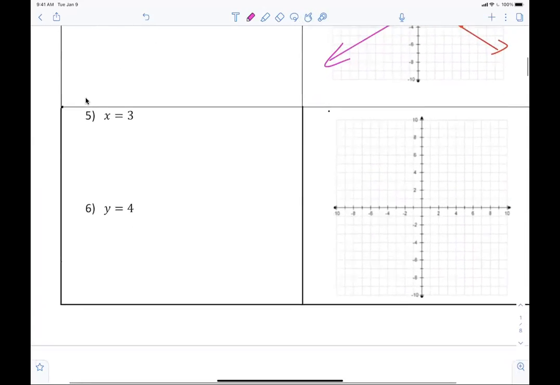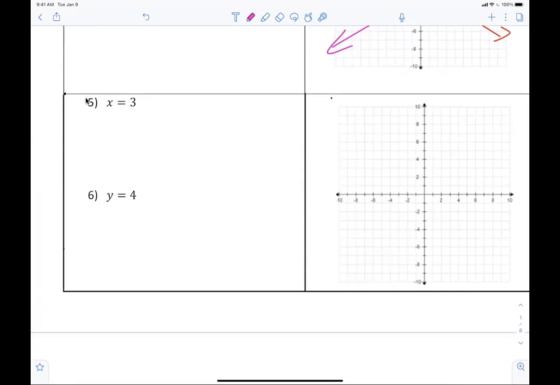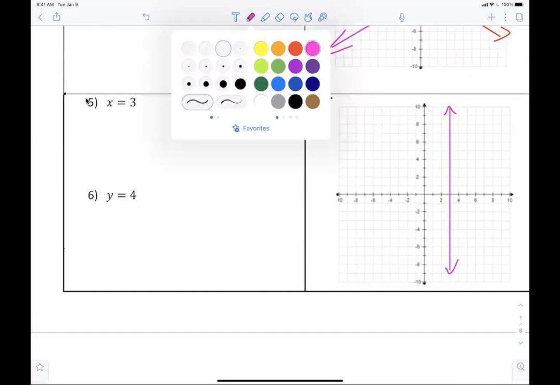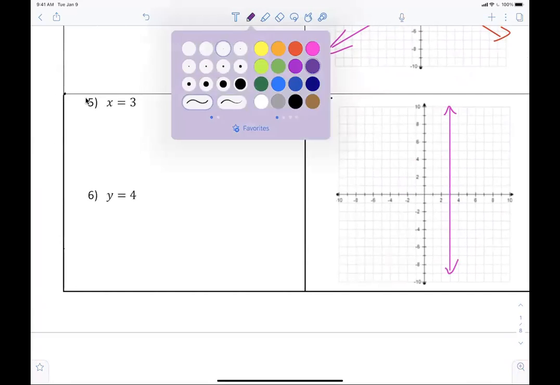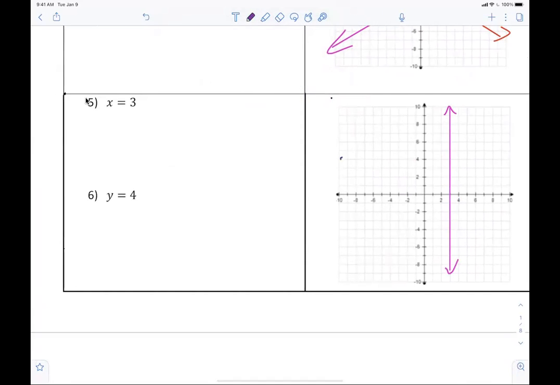x equals 3. You draw a vertical line. Yes, you draw a vertical line at what point? Yep, vertical line at x equals 3. Anybody have any issues with that? Okay, someone describe for me y equals 4. Tell me, Sebastian. Horizontal at 4. Anybody have any issues with that?